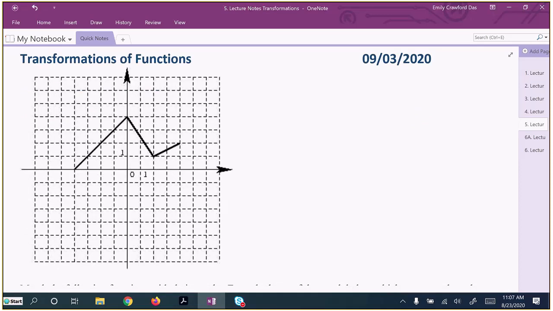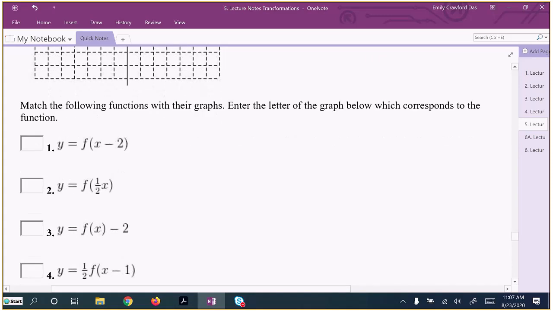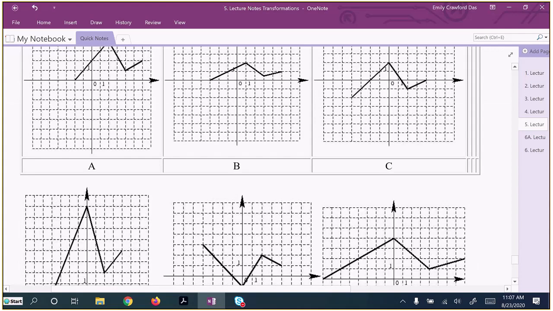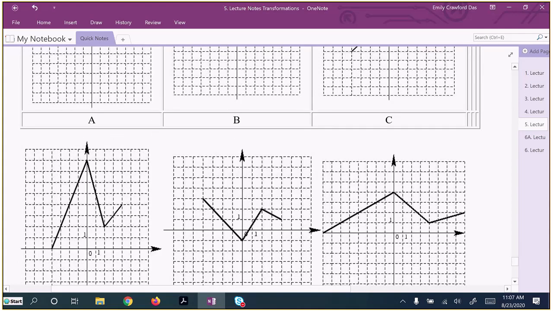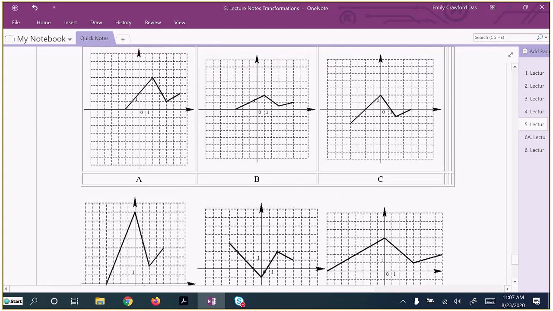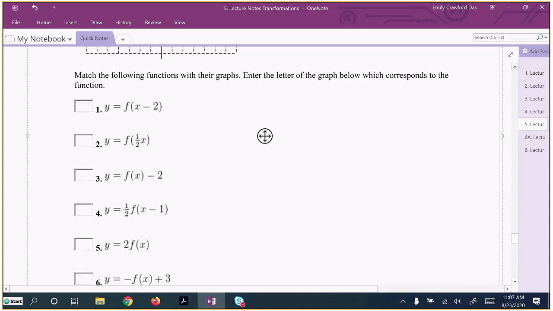Okay, let's do one last example here. Again, we have a graph. We're going to call this function f of x, and we want to match this given list of transformations to the choices shown below. So we'll have a list of transformations, and these are the graphs we're going to choose amongst. So first, let's look at our list and see if we can determine what kind of transformations we have.